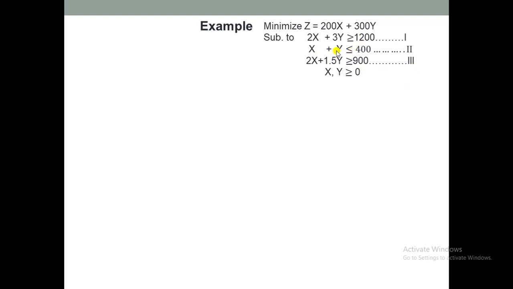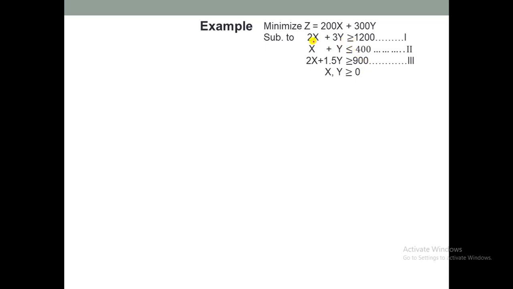Okay, so the first step is the conversion of these inequality constraints. We have these three constraints of different types, because one is of greater than type, one is of lesser than type, and the objective function is minimization: minimize z equal to 200x plus 300y. As per the regular practice, the first step is to convert all the constraints into equations, then calculate the coordinates and plot them on a graph. So let's convert 2x plus 3y greater than or equal to 1200 into an equation.